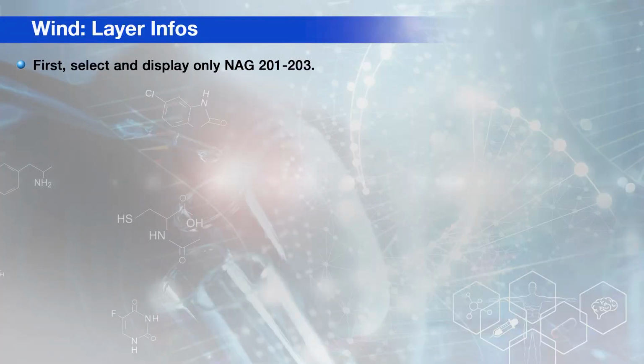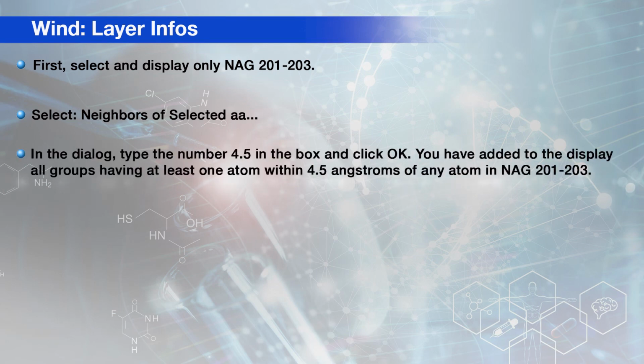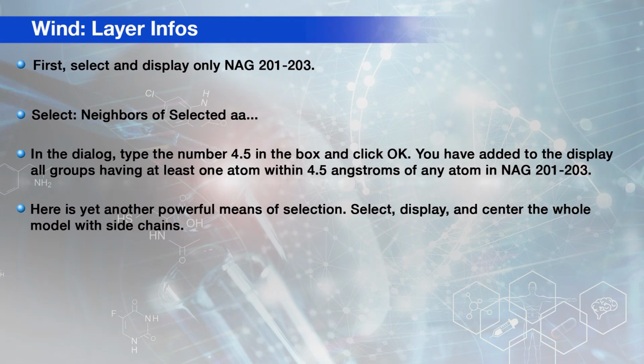Accomplish this selection as follows. First, select and display only NAG 201 to 203. Select neighbors of selected amino acid. In the dialog, type the number 4.5 in the box and click OK. You have added to display all groups having at least one atom within 4.5 angstroms of any atom in NAG 201 to 203. Here is yet another powerful means of selection.